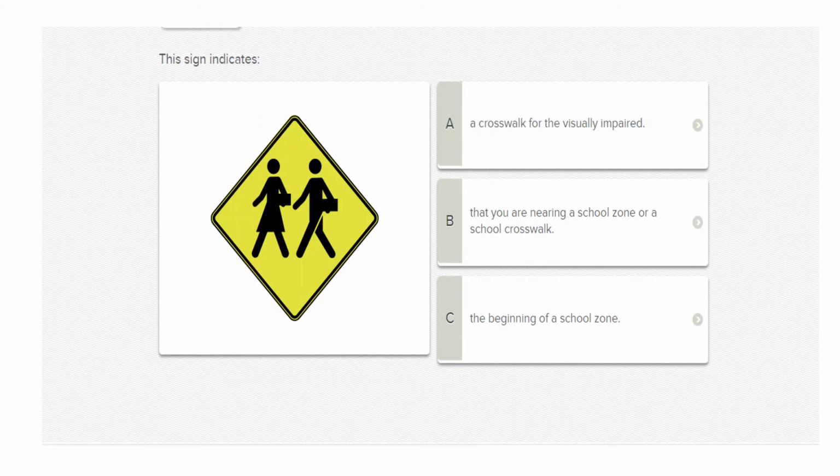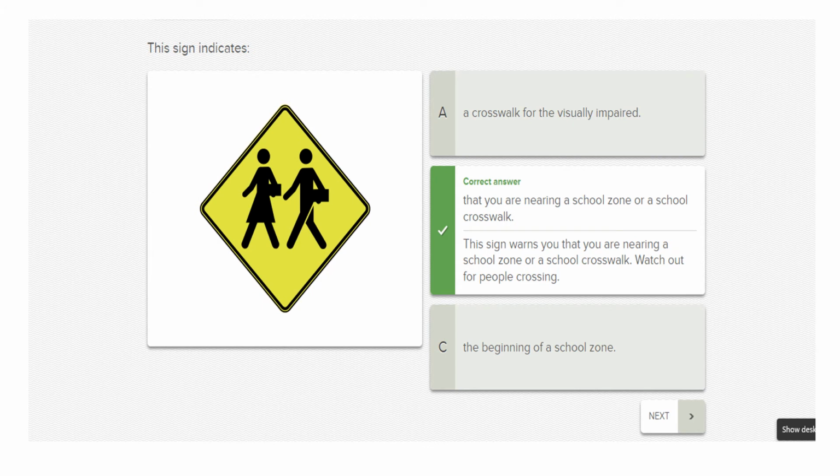This sign indicates: option A, crosswalk for the visually impaired. Option B, that you are nearing a school zone or a school crosswalk. Option C, the beginning of a school zone. And our answer is option B, that you are nearing a school zone or a school crosswalk. This sign warns you that you are nearing a school zone or a crosswalk. Watch out for people crossing.